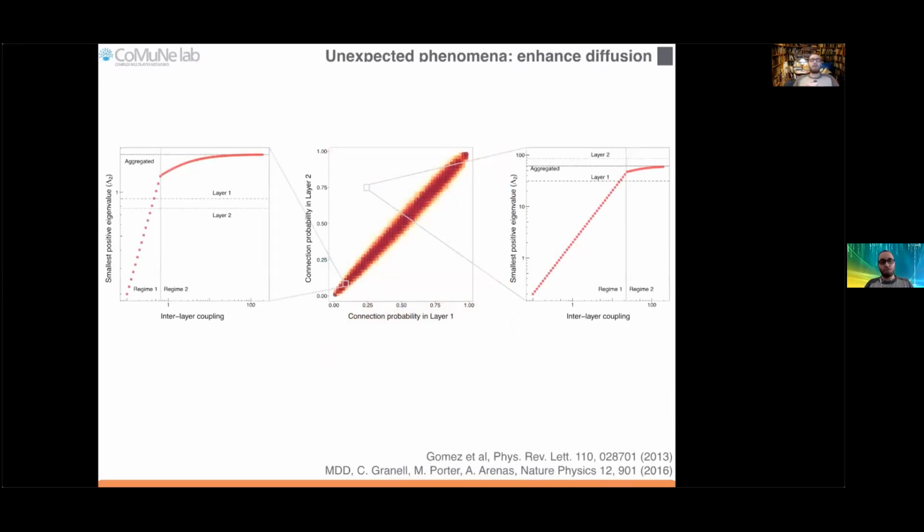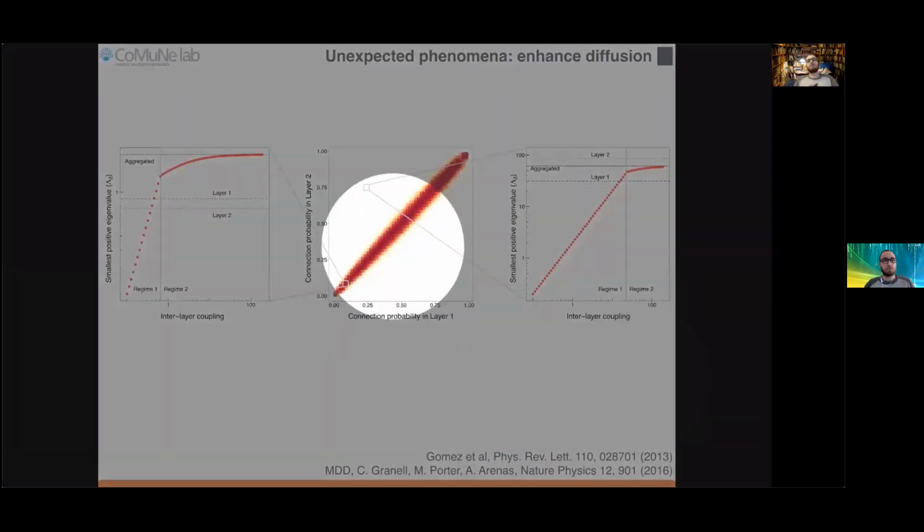One interesting result coming out when you use, for instance, this type of diffusion process on multi-layer networks is that new phenomena can emerge. In this case, we have just two layers, and depending on how you connect the two layers, the diffusion that you will have in each of the two layers separately, or in the aggregate representation of the two layers, can be either faster or slower than the one that you observe in the multiplex or multi-layer system.